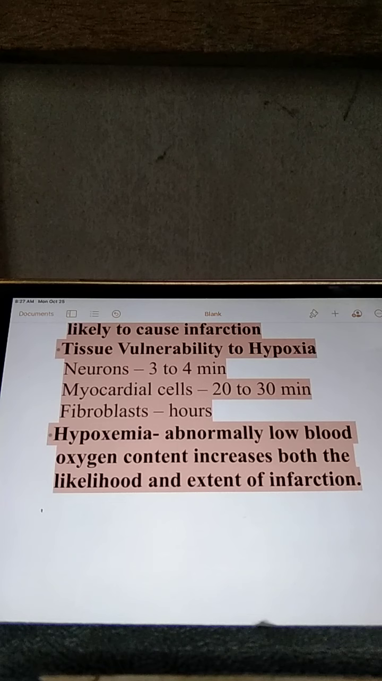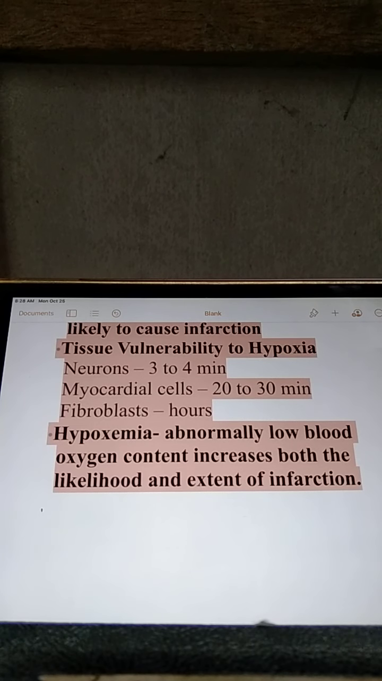Hypoxemia. Abnormally low blood oxygen content increases both the likelihood and extent of infarction. If blood oxygen levels are too low, your body may not work properly.